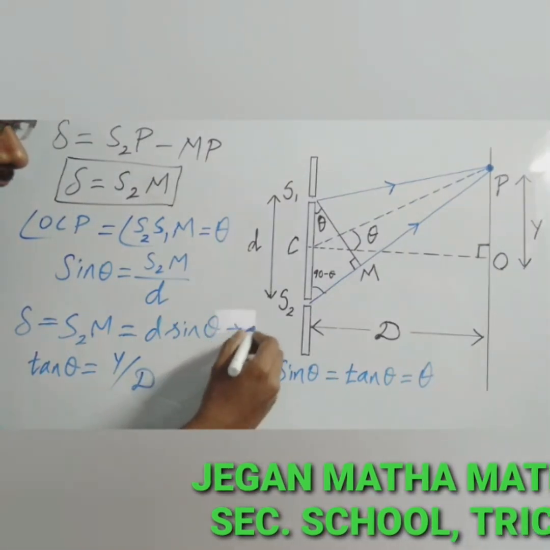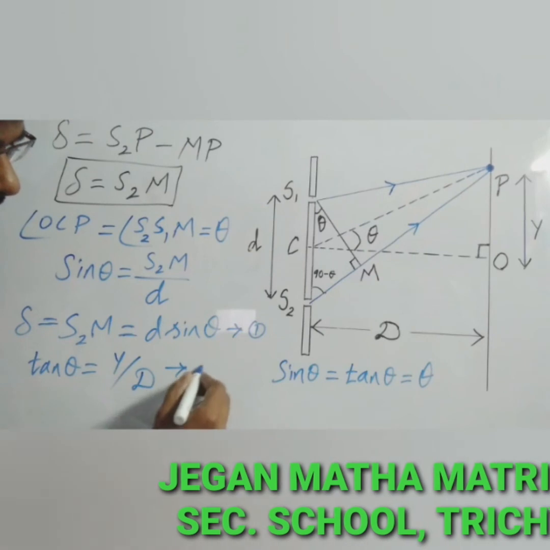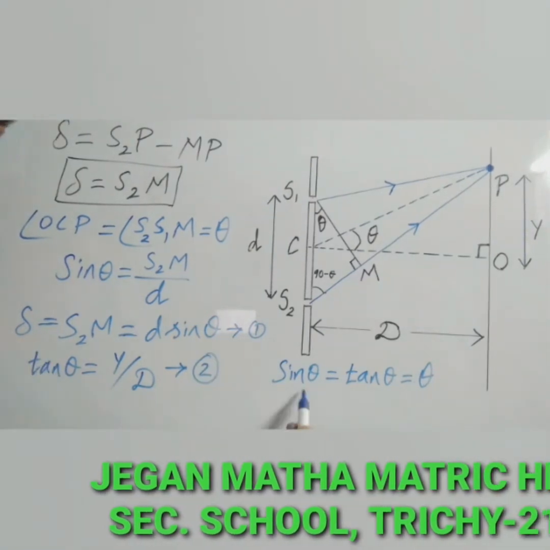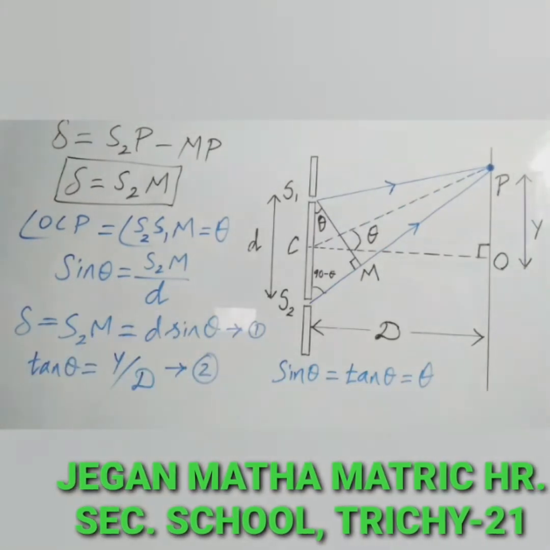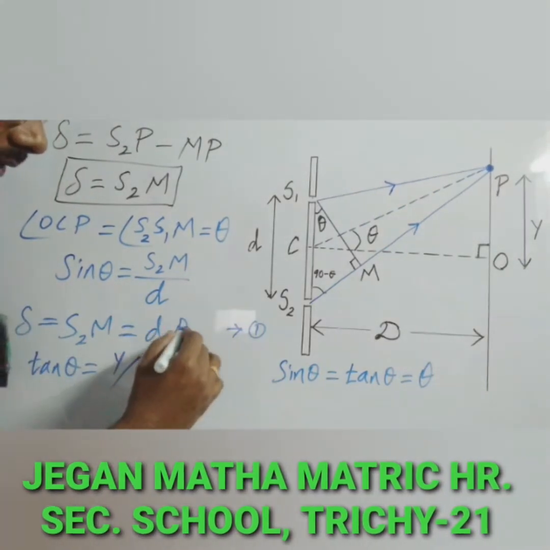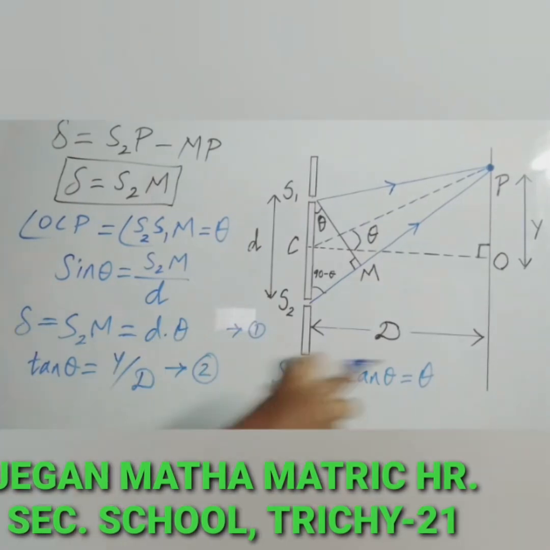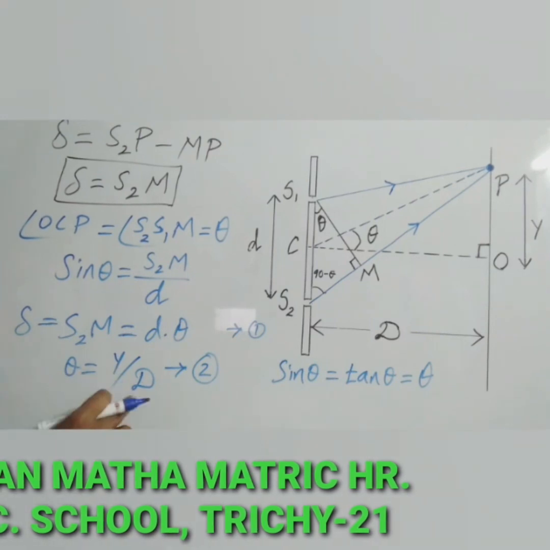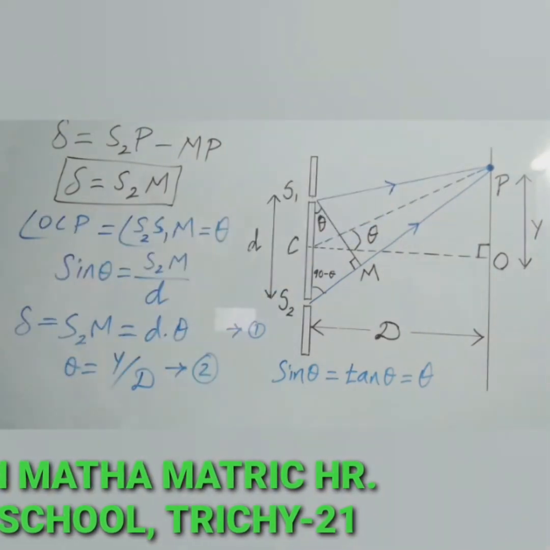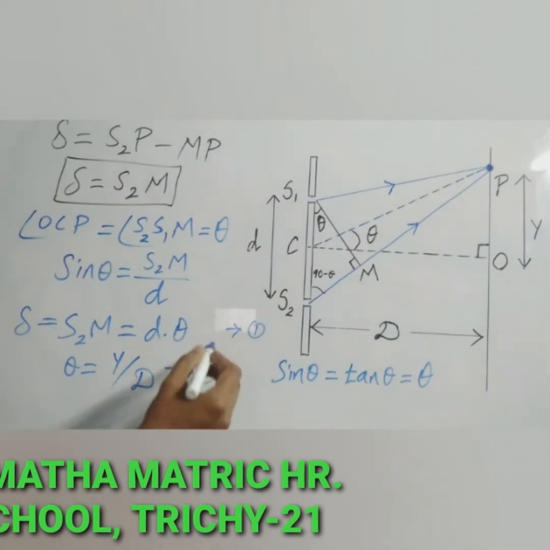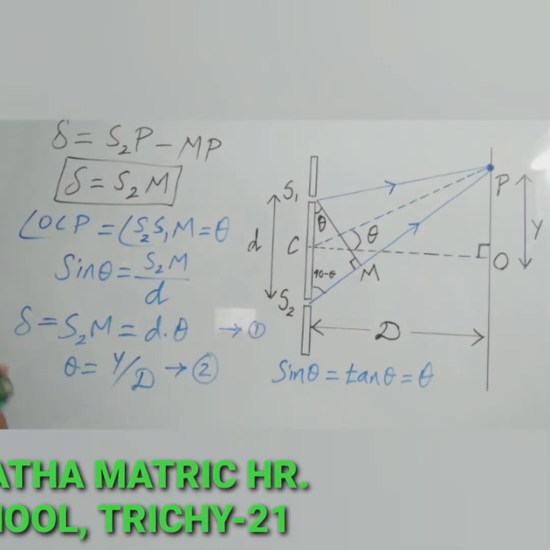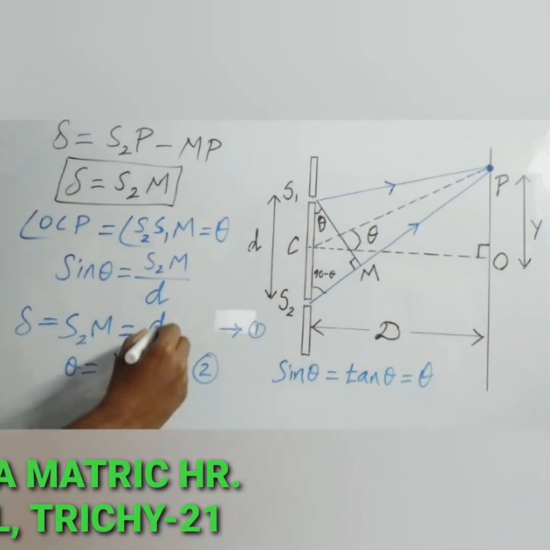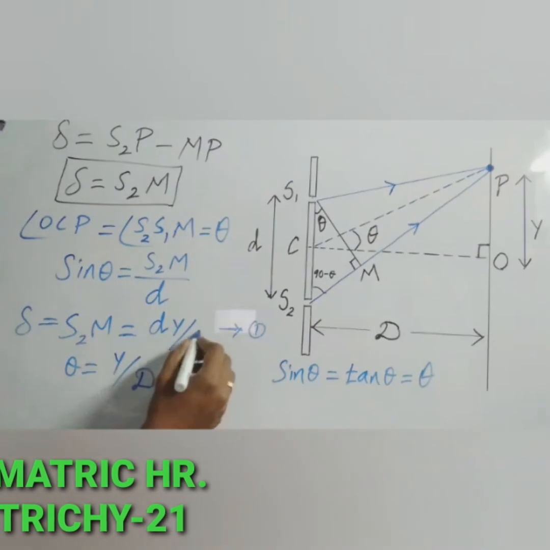Let us take this as the first equation. This can be termed as the second equation. So as per this relation, sin theta can be written as theta itself. That same rule can be used here also. So you can neglect the tan theta, that is equal to y by D for the other right angle triangle. So you can substitute equation 2 in equation 1. Instead of theta, you can substitute y by D. Path difference is equal to d y by capital D.